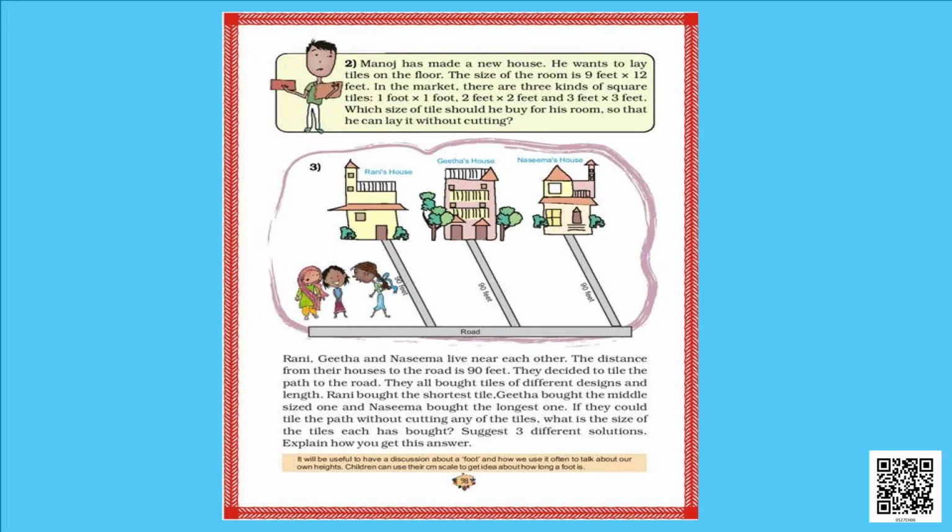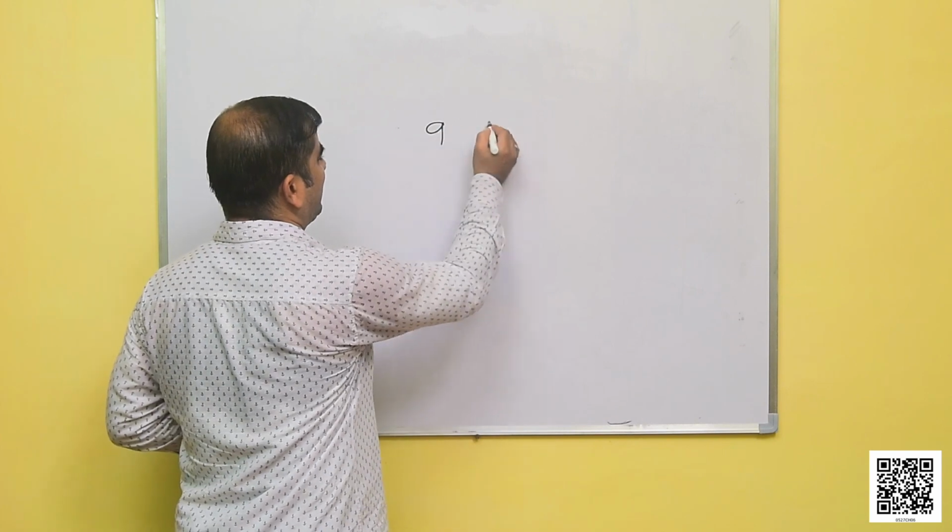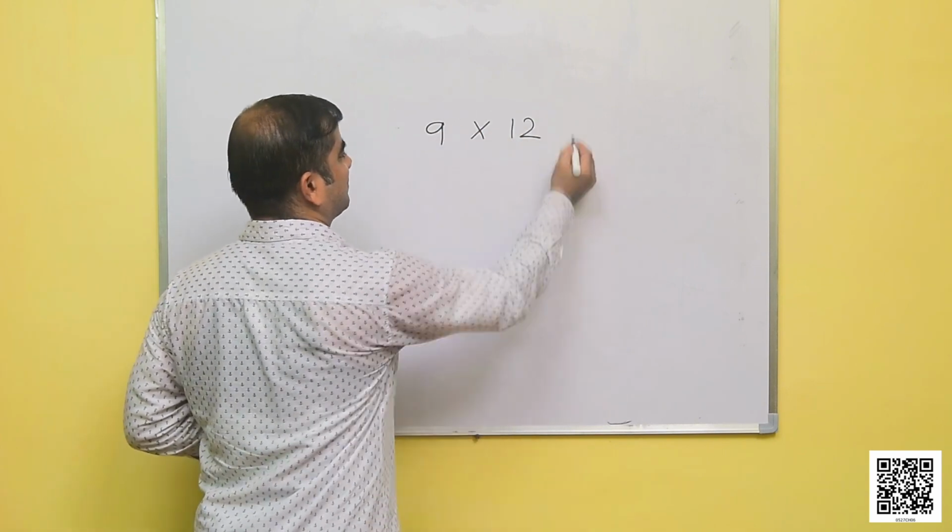Manoj has made a new house. He wants to lay tiles on the floor. The size of the room is 9 feet into 12 feet. In the market, there are 3 kinds of square tiles: 1 foot into 1 foot, 2 feet into 2 feet and 3 feet into 3 feet. Which size of tile should he purchase so that he can lay the tiles without cutting? Let's see. The dimensions are 9 into 12 feet.